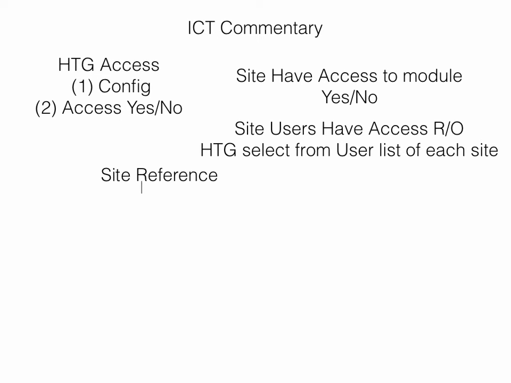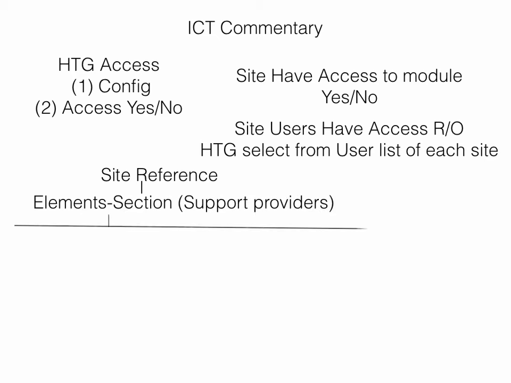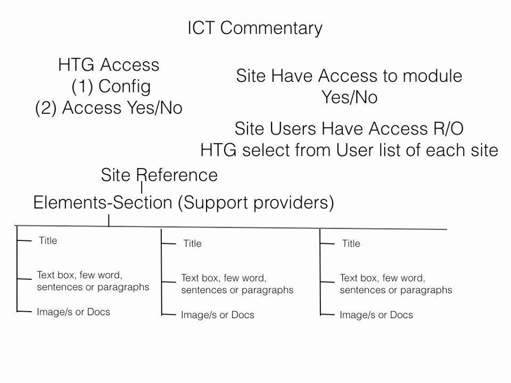So obviously everything's linked to a site reference. We'll have different elements or sections, this particular one being the support provider. It will have a title and a text box. This text box could be a few words, a sentence, or a few paragraphs. And linked to that will be a number of images or documents, or there may not be any images or documents. And there will be multiple links to that particular element.